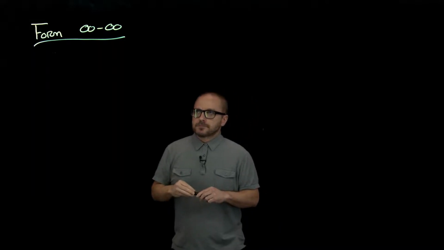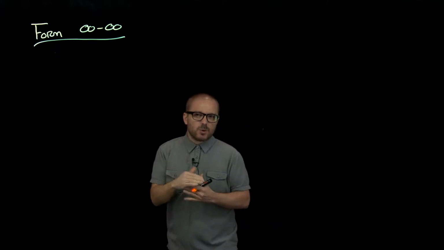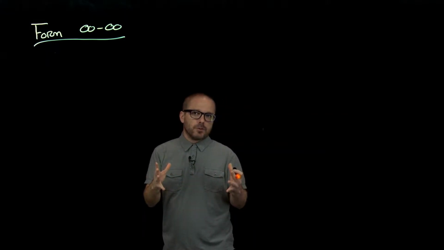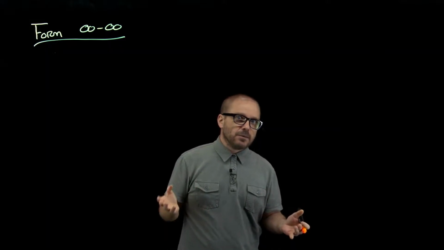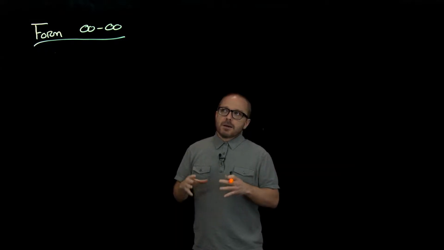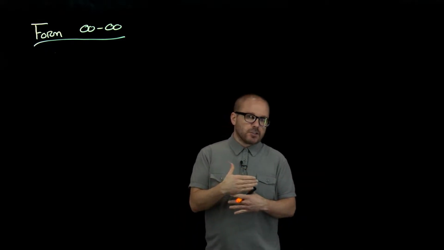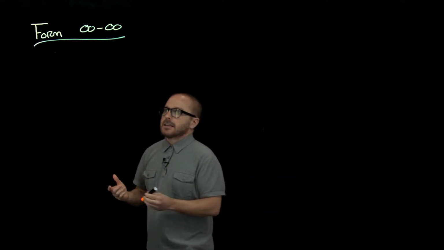So we want to try and take something like that and get it into a ratio so that we can use L'Hopital's rule. And depending on the stuff involved, you might use trig identities, you might use properties of logs, you might use some algebra. Somehow you want to rewrite it so you can get a fraction so that you can use L'Hopital's rule. So let's look at an example.